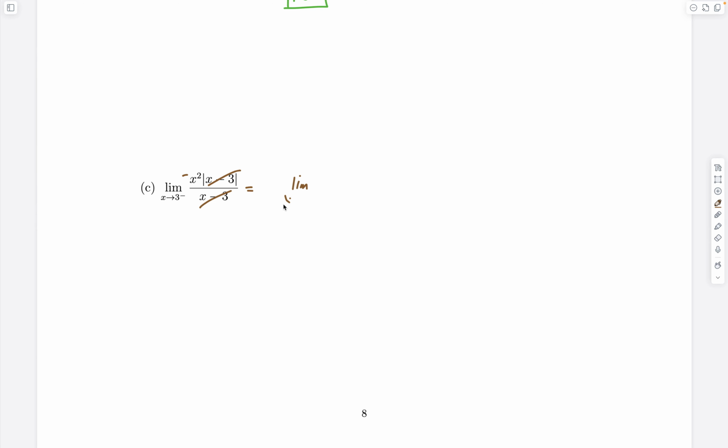So all I got to do is take my limit as x approaches 3 from the left of -x squared. And what does that give us? Well, we get 3 plugged in for x squared, 9, with a negative outside. We get -9. Therefore, my limit on that one is going to be -9.